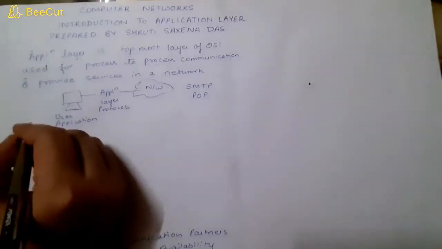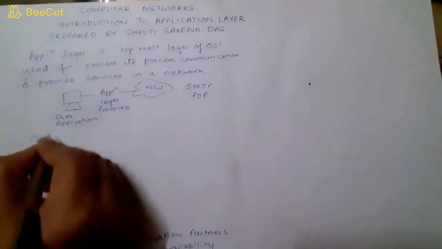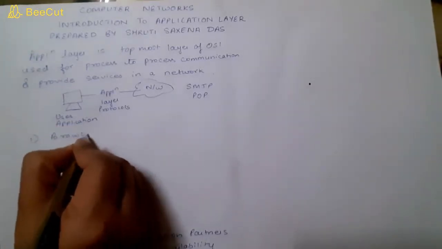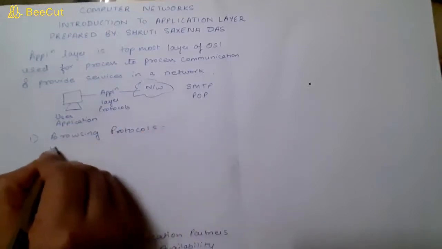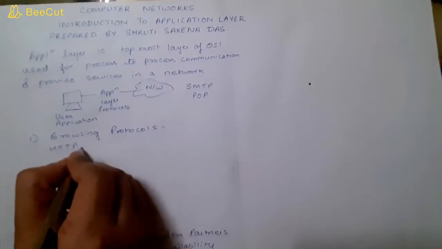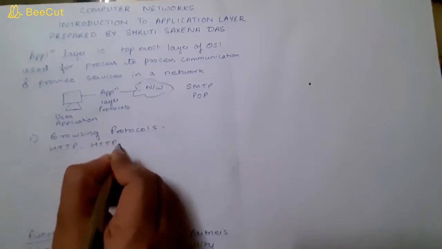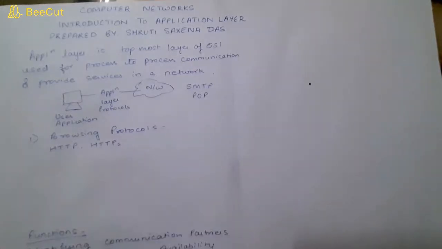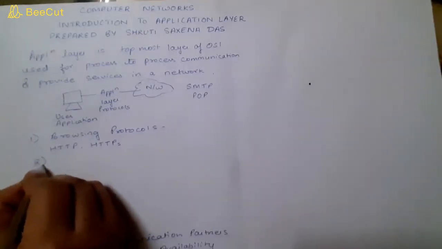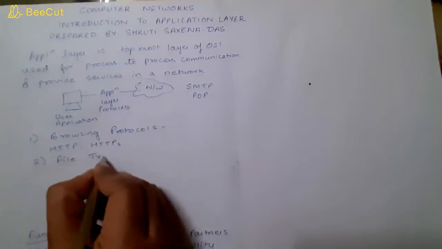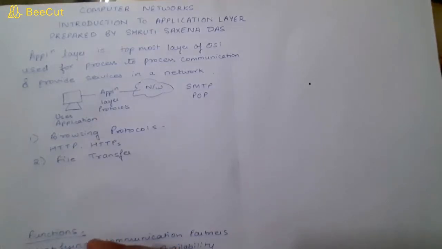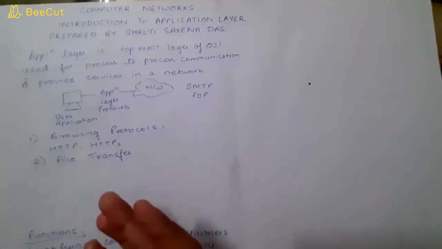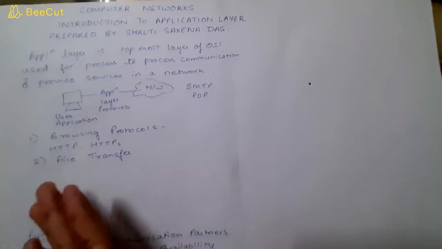Suppose we have some browsing protocols. For browsing, we have HTTP, hypertext transfer protocol. Then the secure one is also there, and then we have some file transfer protocols. All these services are the common services which are used by any user who connects with the internet. Normally people browse things on the internet, so for that purpose we have these protocols.